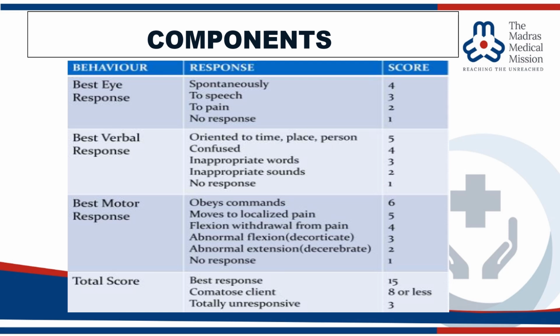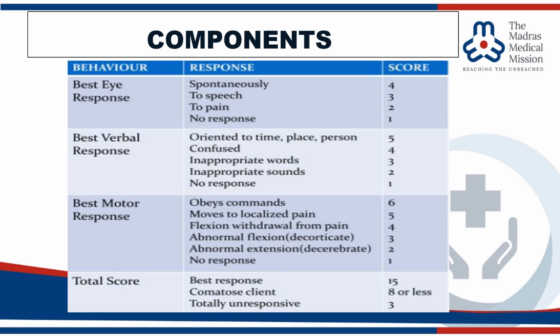And the second one is the best verbal response. Here the verbal response of the patient will be assessed. If there is no verbal response, it will be scored as 1. If the patient produces any incomprehensible sounds, that will be scored as 2. If the patient uses inappropriate words, that will be scored as 3. If the patient is confused, it will be marked as 4. And if the patient is oriented to time, place and person, that is fully oriented, then it will be scored as 5. So this verbal response will be scored between 1 and 5.